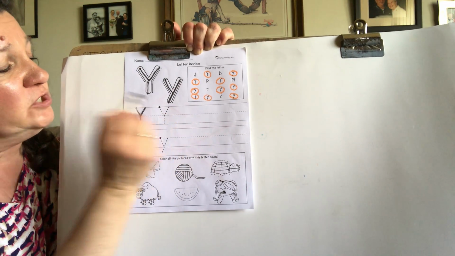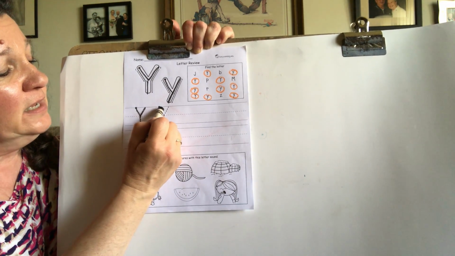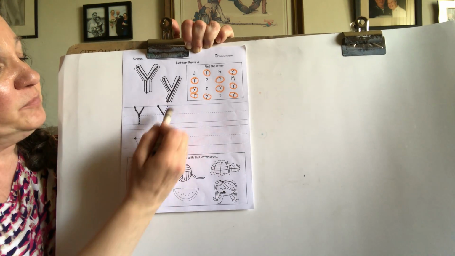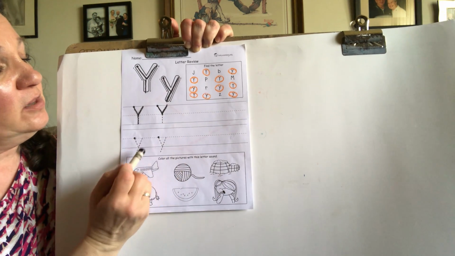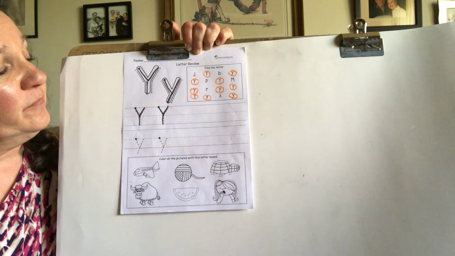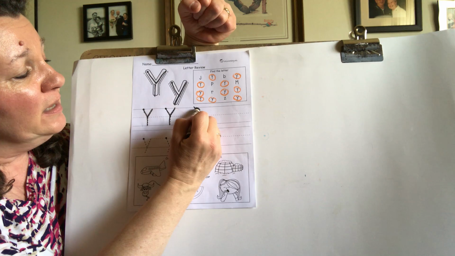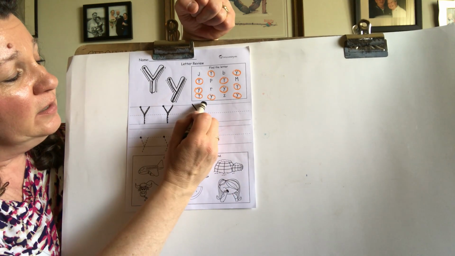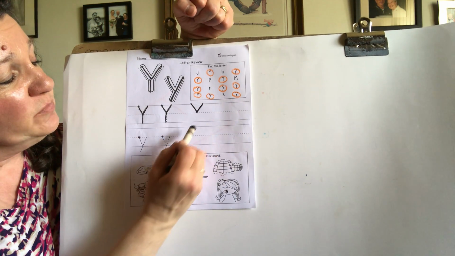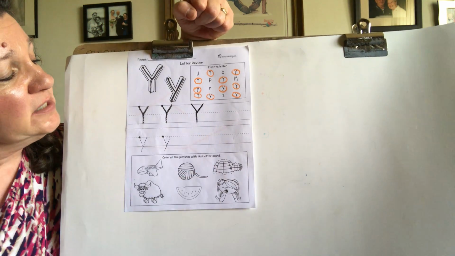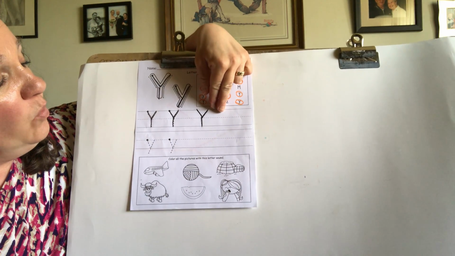Starting at the dot. Always start at the top and on the left. Slant to the middle. Pick up your crayon. Slant to the middle. And now pull straight down. Okay, remember your 2-finger space. Start at the top. Slant to the middle line. Go to the top. Slant to the middle line. Pull straight to the bottom. That's our capital Y. One more time.